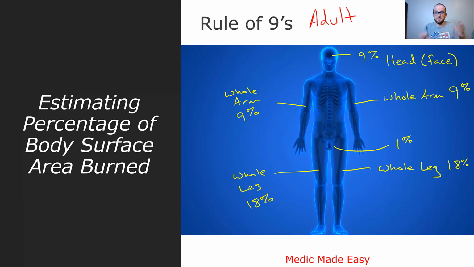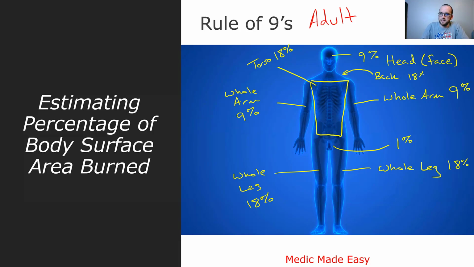So other than the head and face confusing point, the other part that will breed confusion will be the torso. That torso is 18%, and the entire whole back is 18% as well. Now, why I say that causes confusion is because they'll phrase questions and say stuff like, the chest is burned. And people think, chest, torso, 18%.